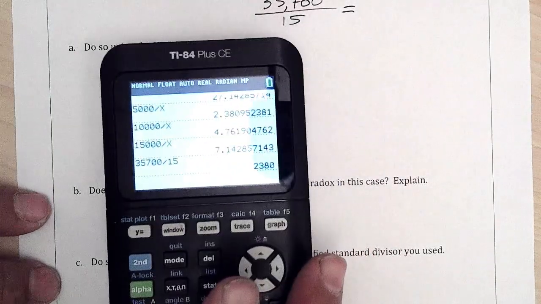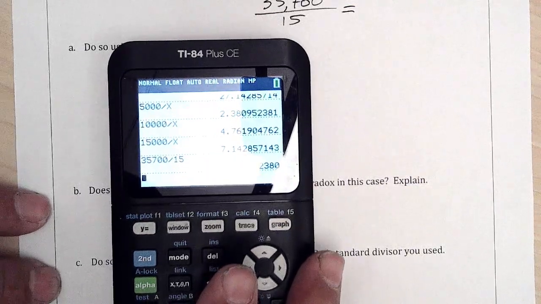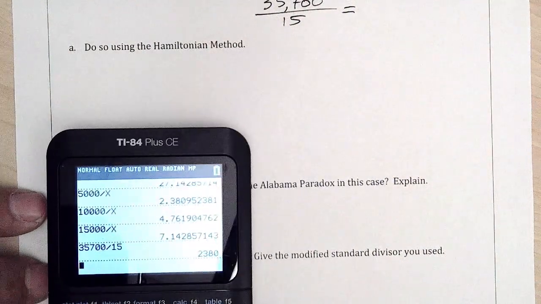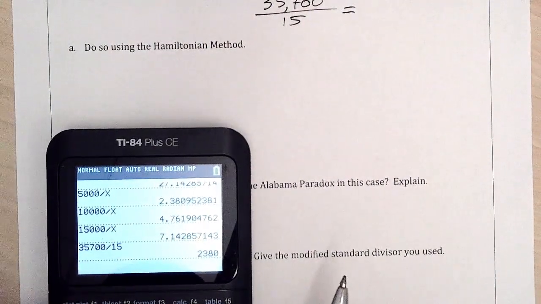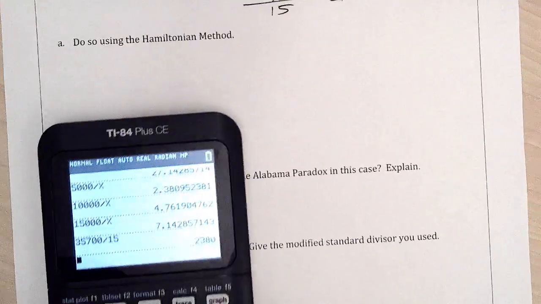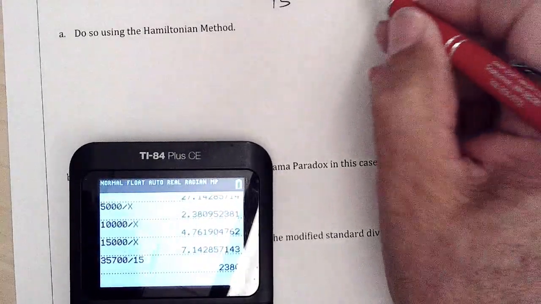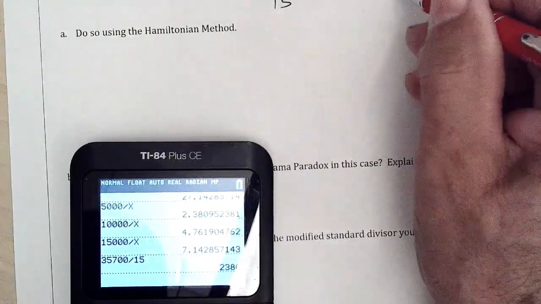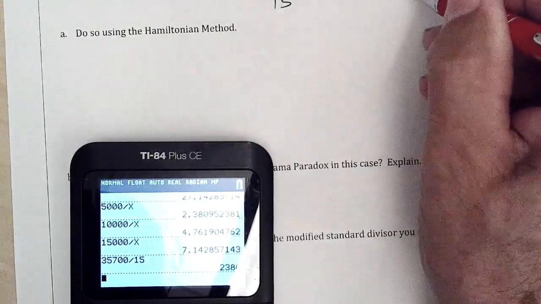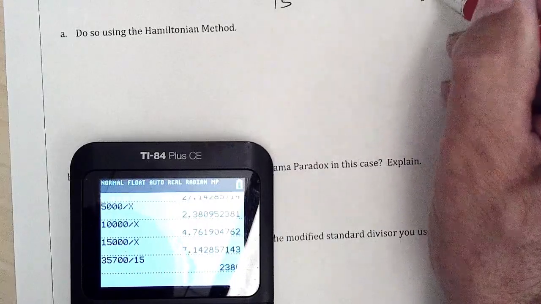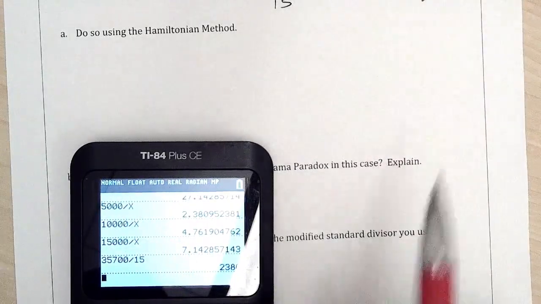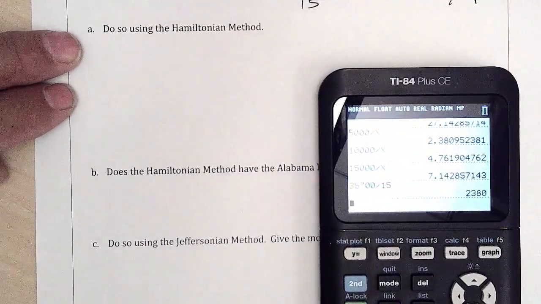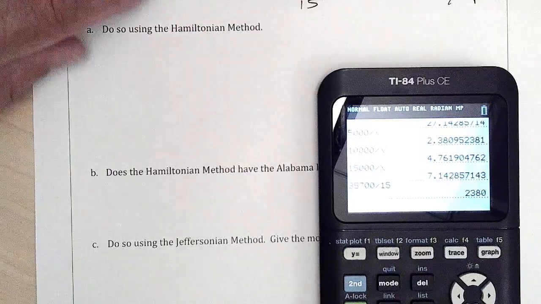Did I do that right? I think so. So now that's going to be my standard divisor, 2380 people per representative. Okay, so Hamiltonian method, I got to take each of these and divide by 2380.